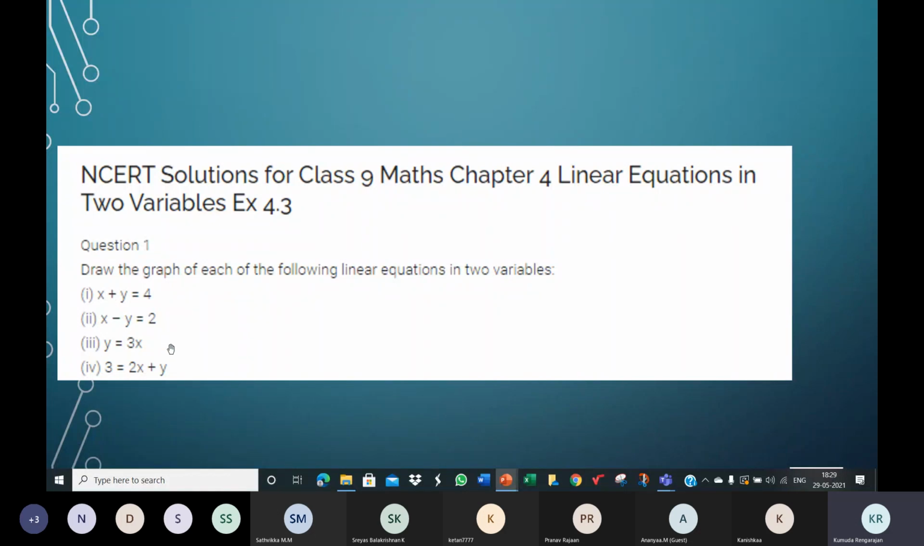While in the third one, the value of C is 0. When the value of C is 0, the graph of that equation will pass through the origin. If it is not 0, it will not pass through the origin. Now, supposing there is only one variable x or y, then it will be a line parallel to the x or y axis.